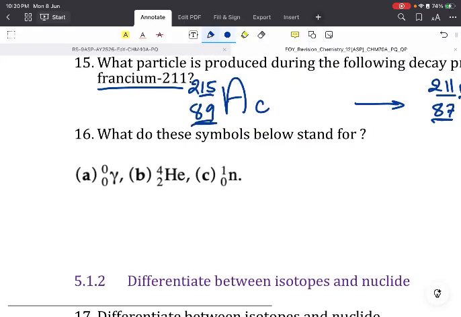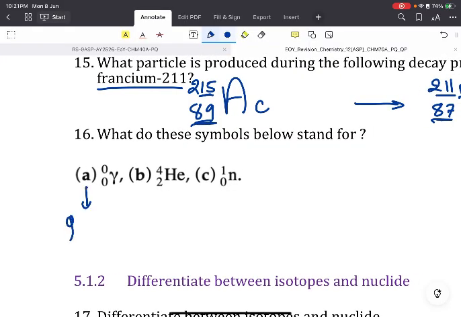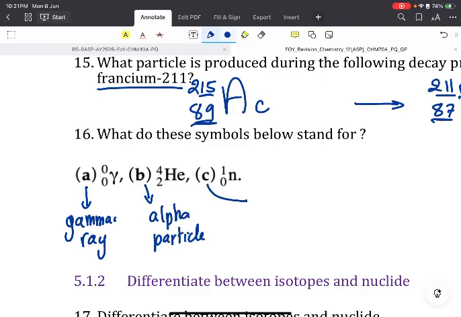What do these symbols below stand for? That is gamma ray, that is alpha particle, and this one, this symbol, part C, that's a neutron.